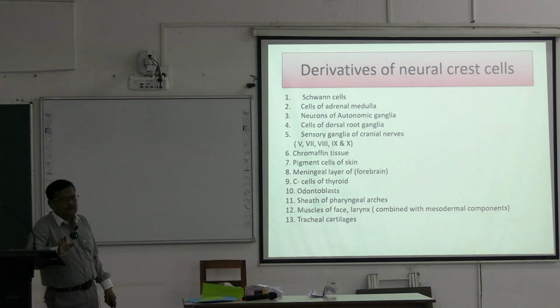You will find this in books, if you write it here it will be practice. So these are the derivatives of the neural crest cell, important for short MCQ, and neural crest cell is also important for short notes. Neural crest cell, short note.